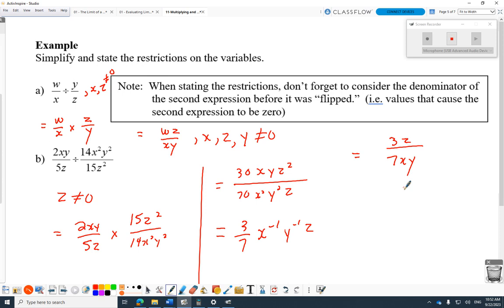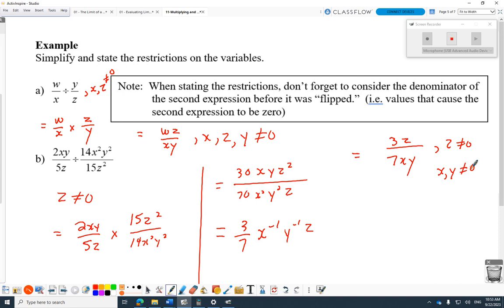Last thing, restrictions. For me, now I just scan down the whole page and see what happened. Yes, at the start, z can't be 0. Then later on, x and y joined the party, so also x and y can't be equal to 0. And at the end, it was just x and y there. But along the way, we found out z can't be 0. Even though z canceled, it also can't be 0. So you have to scan down all the denominators when you do the restrictions at the end. Maybe that's why we say do it at the end.